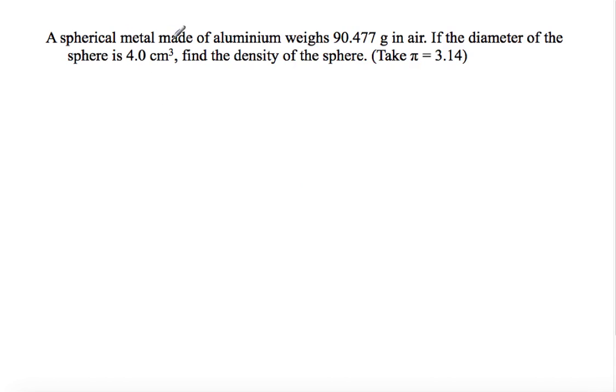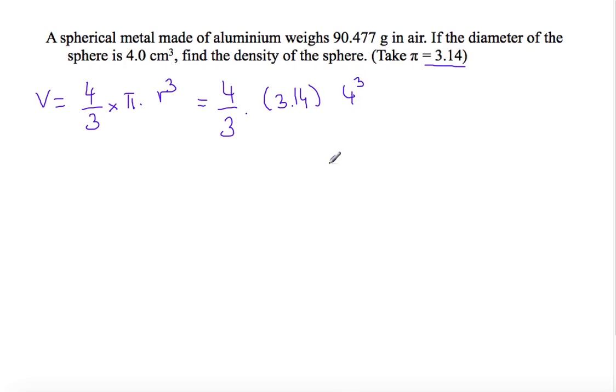A spherical metal made of aluminum, weight is given in the figure. If the diameter of the sphere is 4 centimeter, what is the density of the sphere? First, we need to calculate the volume of the sphere. Volume of a sphere is 4 out of 3 times pi times r cube, equal to 4 out of 3 times 3.14 times 4 cube. This is the volume, so that we can calculate the density. This is centimeter cube.